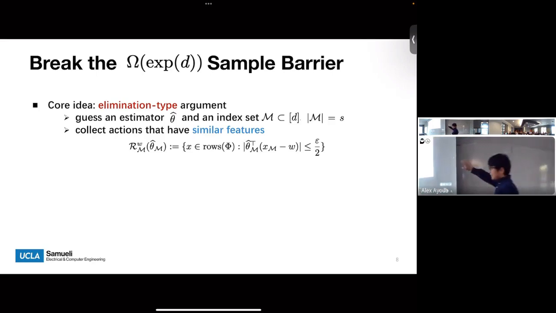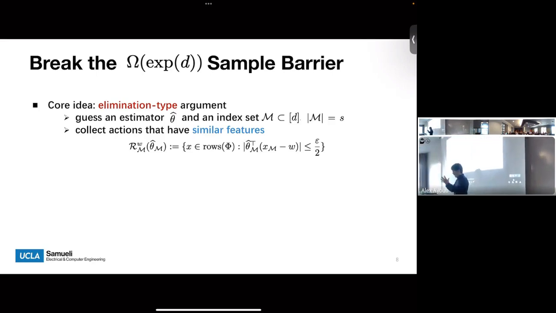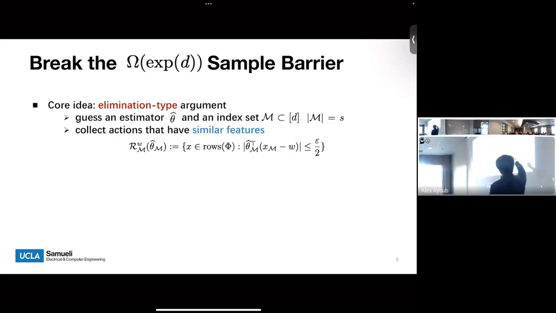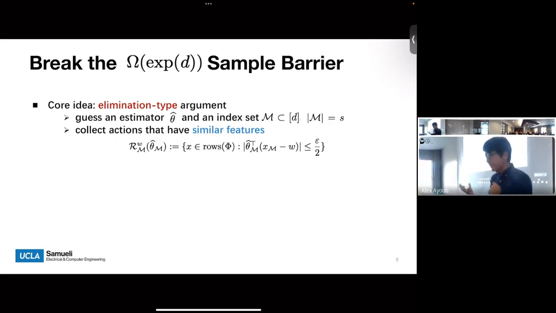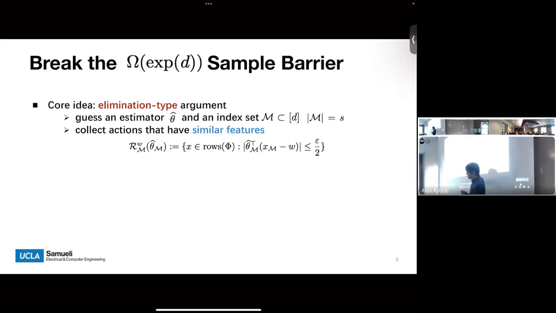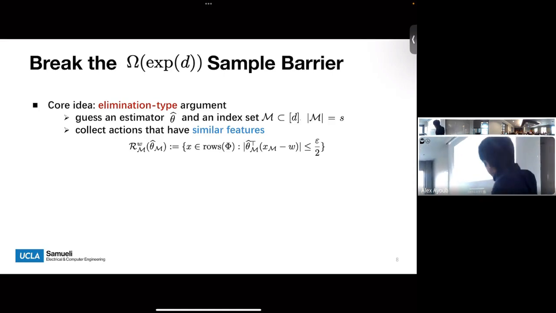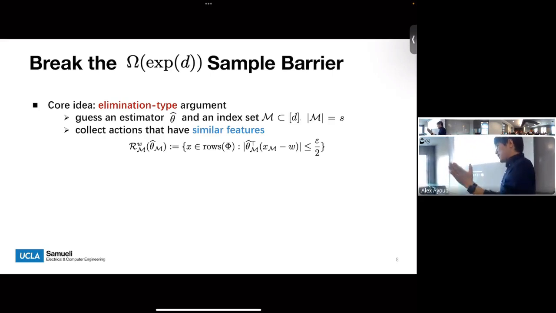In particular, mathematically, we define this set. This set is a set of actions such that under this theta parameter, the value differences are close. This x is the action, the inner product of the action with theta hat is the predicted value, and w is another parameter that you're going to use to match the actions in this index set. The rough idea is that you give me a theta hat, and I'm going to find all the actions that have similar predicted value under this theta hat.